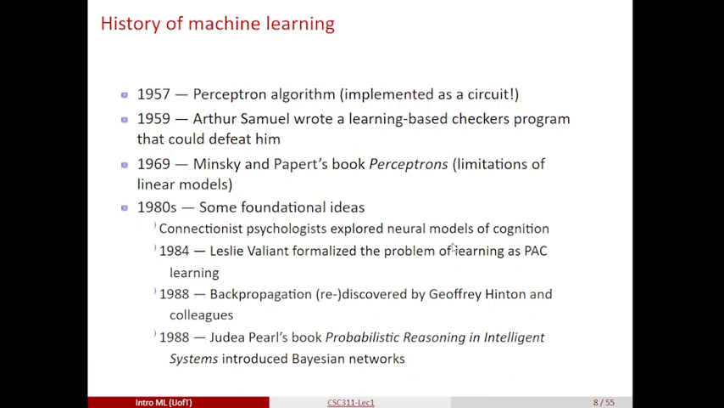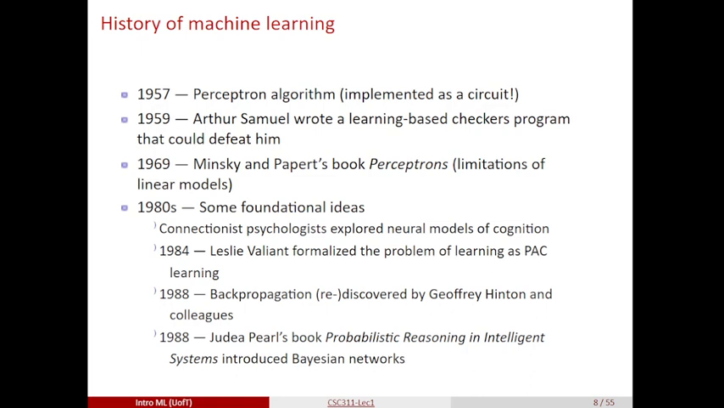A brief history of machine learning. In 1957, the perceptron algorithm was invented, and it was implemented as a circuit. In 1959, Arthur Samuel, one of the leading checkers players of the time, wrote a learning-based checkers program that could defeat him easily. In 1969, Minsky and Papert's book Perceptrons described limitations of linear models.